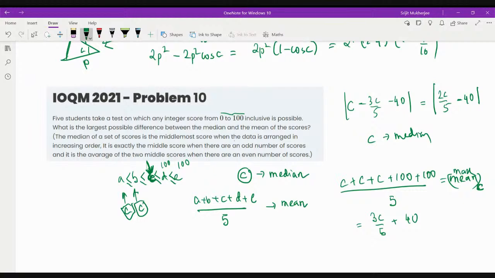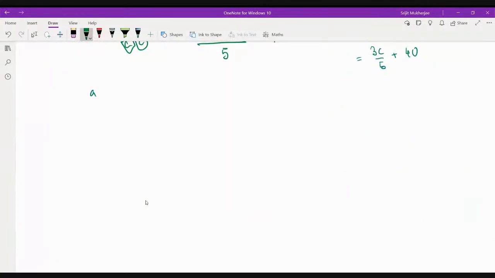Observe this very carefully. What is the median? The median is the mid score. So if C is the mid score, you need to maximize the mean from C. The lowest mean possible is with 0, 0, and this is C, C, C. Or this. So let's take two cases. There can be two cases now. Try to understand it very carefully. We know that the median is C. Let's assume the median is C. Let's see the two extremal means.